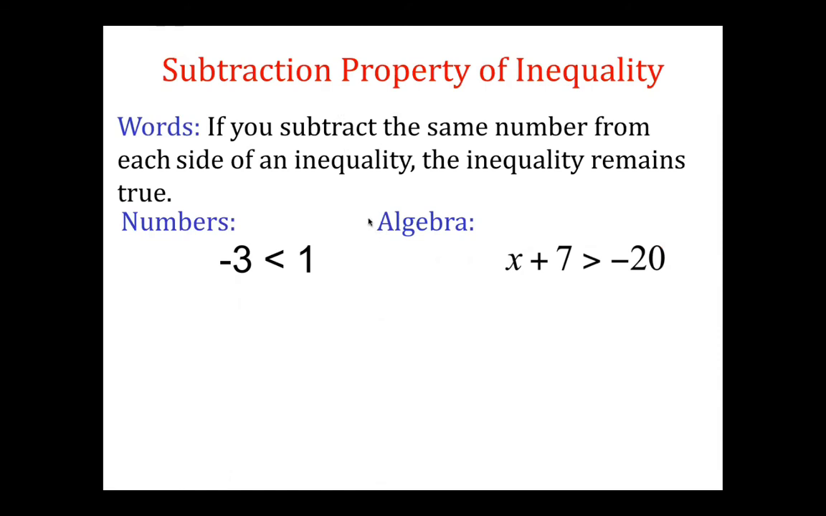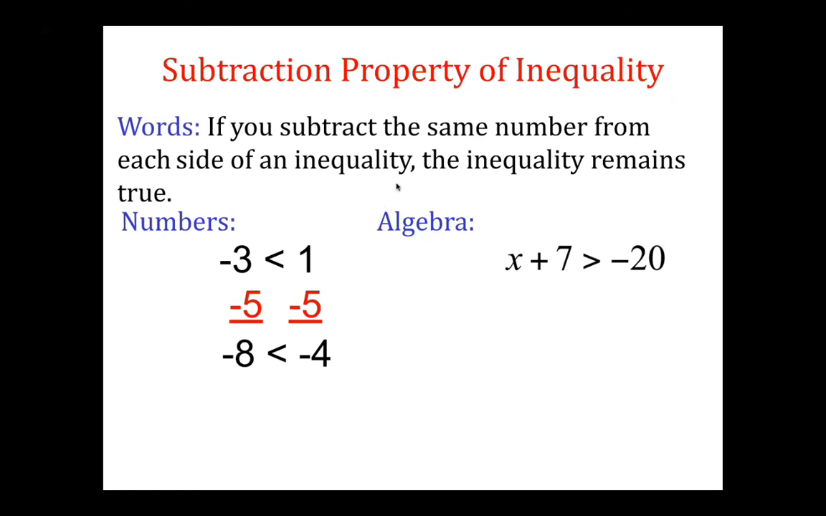So negative 3 is less than 1. Let's just say, for example, I wanted to subtract 5 from both sides. Negative 3 minus 5 would be negative 8, and 1 minus 5 would be negative 4. You see that if you subtract the same number from both sides, it is still a true inequality. Negative 8 is still less than negative 4.